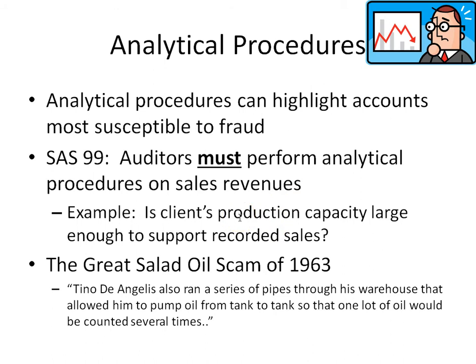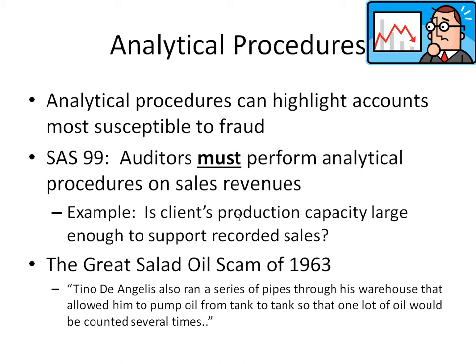So we would compare it to last year, for example. If we see significant bumps in sales revenues without some type of reasonable explanation, that would be an account that we would highlight. Or if the sales revenues increase significantly in relation to a level of inventory, that may be unusual, or level of receivables, those types of things, we would highlight that account as susceptible to fraud.